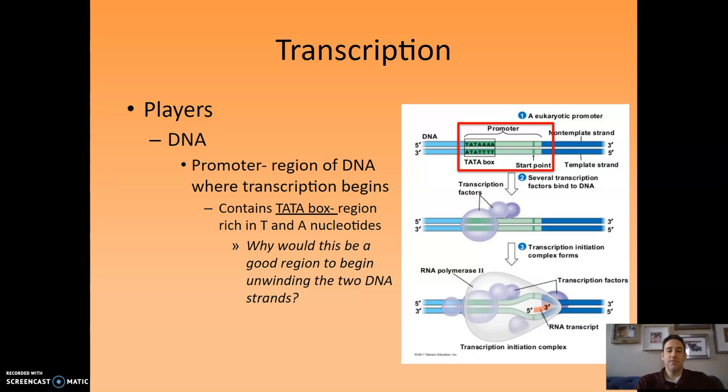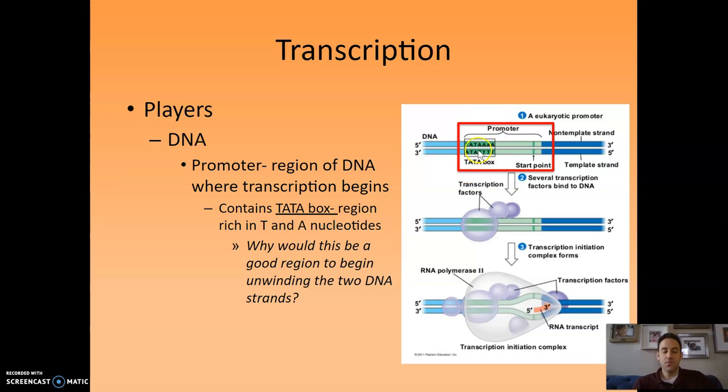The next player is the DNA itself. The DNA has the information, and there's some features that we've got to talk about. So first, on the DNA, a lot of people think that DNA just codes for stuff and that's it, but there's actually tons of regulatory regions that don't actually code for anything, but rather just help the machinery of the cell make things out of that DNA. So one of these regulatory regions is something called a promoter. This is the region of DNA where transcription actually begins. And it contains something we call the TATA box, T-A-T-A box.